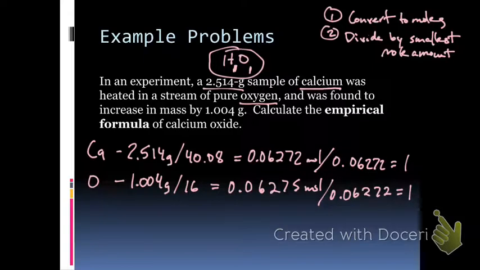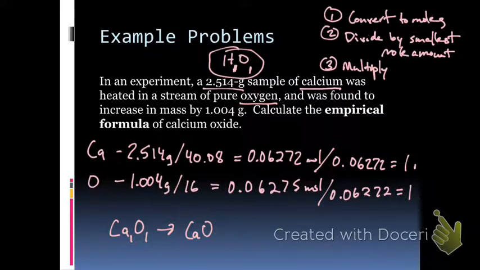So that means for every 1 mole of calcium, I have 1 mole of oxygen. So now our formula is calcium 1 for every 1 oxygen. That's our empirical formula, CaO. Okay? Sometimes there's a third step where, if you don't get a whole number, you might have to multiply until you get a whole number.